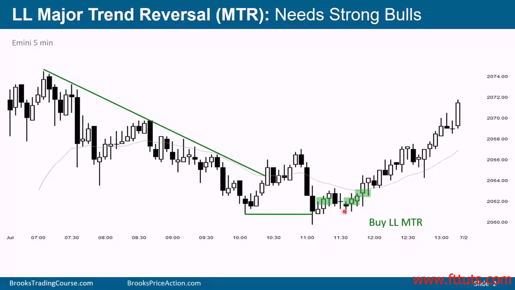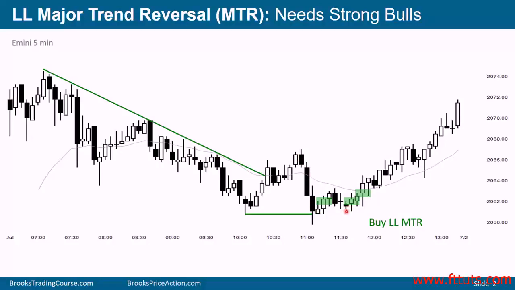This is a small double bottom and a lower low major trend reversal. This is a small double bottom higher low after the reversal up, but this is a lower low major trend reversal. We're below the bear trend low. We have a strong enough minor reversal to make traders think the next reversal possibly could be major.